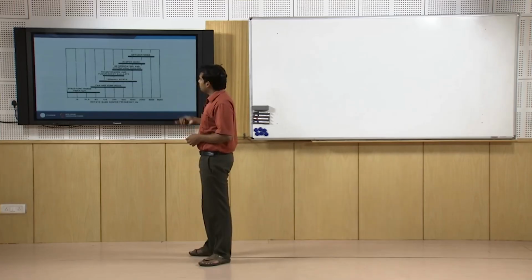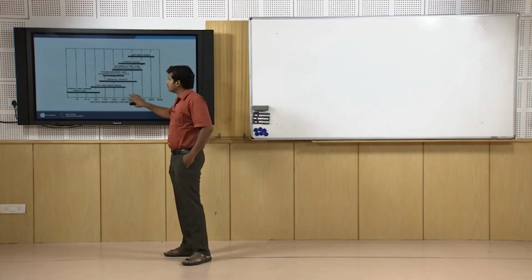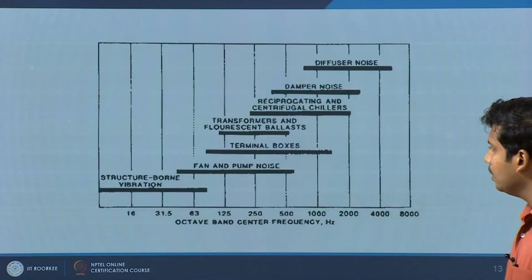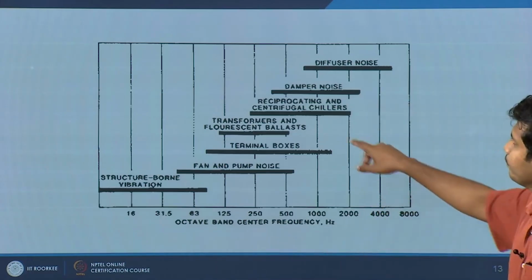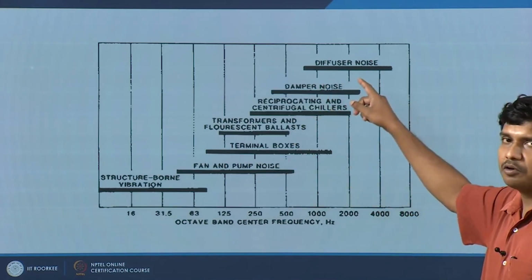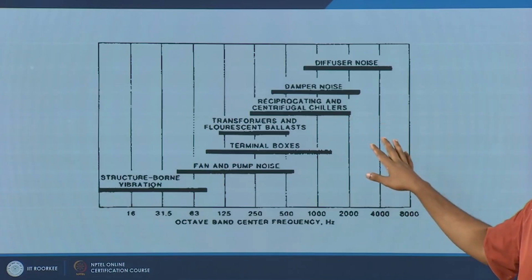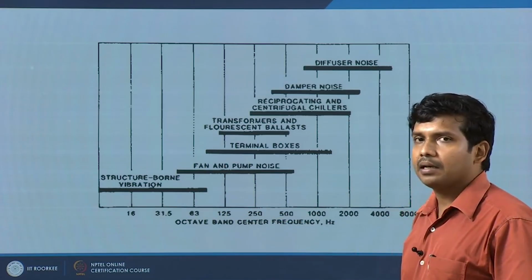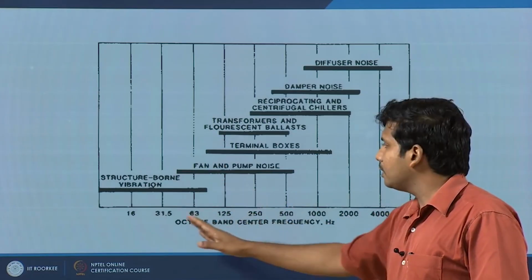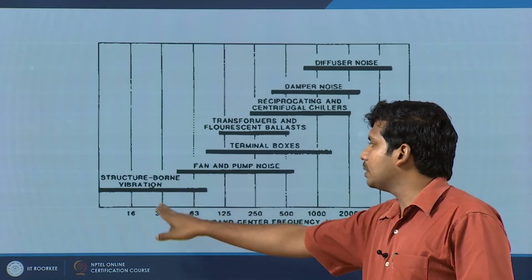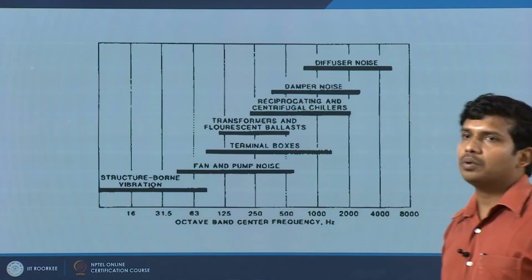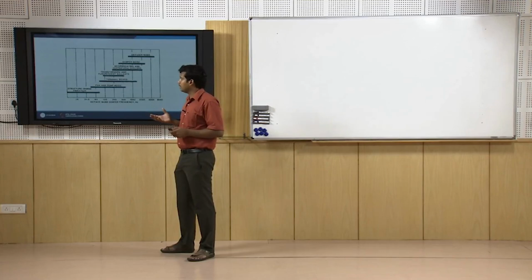In continuation with the previous slide, I have put the frequency spectrum of some mechanical equipment. This is octave band again. Here you find different mechanical equipment associated with the air conditioning system, the HVAC system. It starts from fan and pump noise. Typically fan or pump noises lie in the low frequency spectrum, it can go as low as 31.5 to around 500.